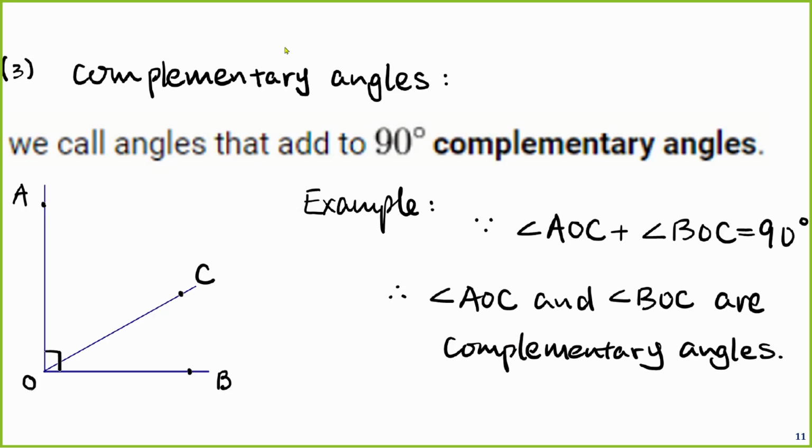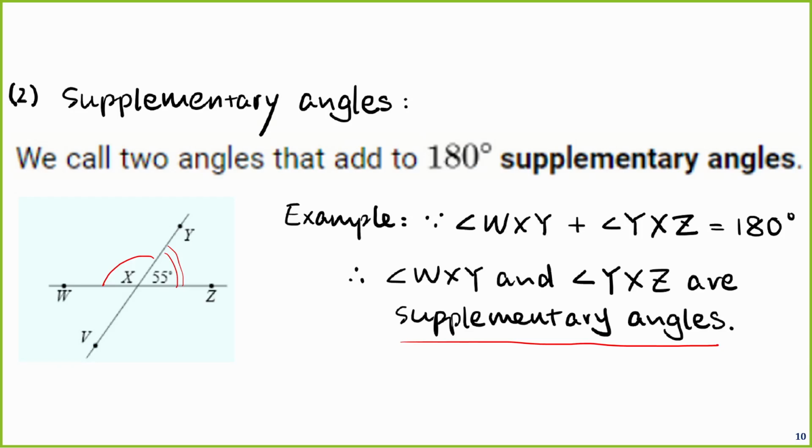Okay. Next one, complementary angles. We call angles that add to 90 degrees complementary angles. For example, if line AO is perpendicular to line OB, then this angle here is a straight angle. We usually use this symbol to denote a straight angle, right? And here we know angle AOC plus angle BOC equals 90 degrees. Then we say angle AOC and angle BOC are complementary angles. Be careful with the difference between complementary angles and supplementary angles. 90 degrees, 180 degrees, okay?